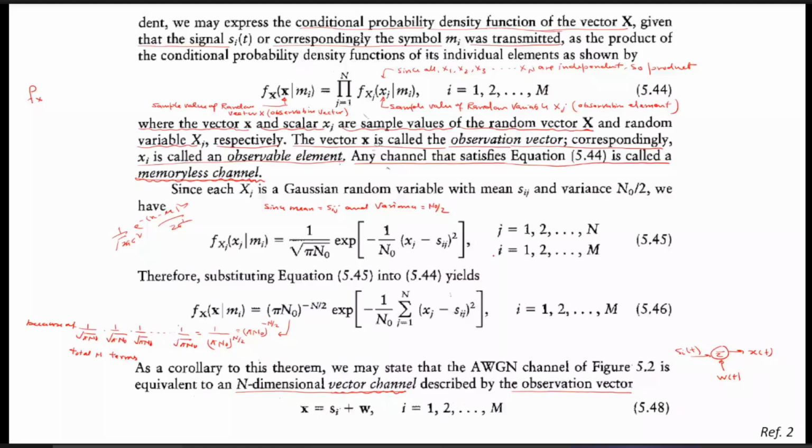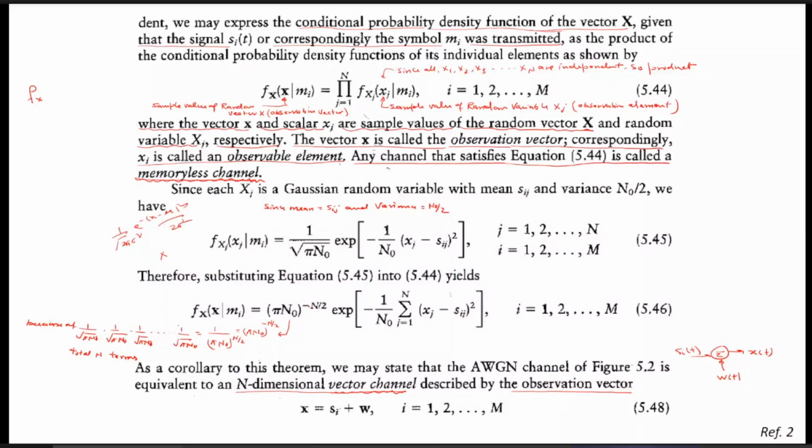So overall, for the vector x, the conditional density function will be nothing but the product of these, because here there is a product sign. Hence, we can write f of x given mi as the product of this term, which is 1 upon under root pi N0 over n terms. Here we can write it as 1 upon (pi N0) to the power n by 2, which is nothing but (pi N0) to the power minus n by 2. This term is coming over here.